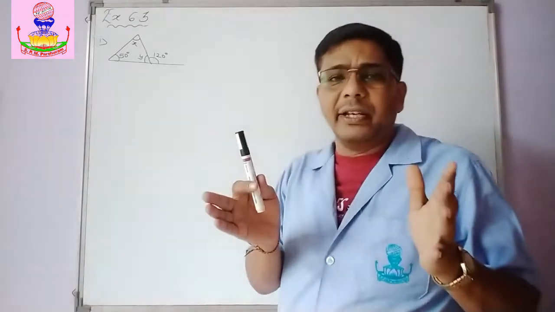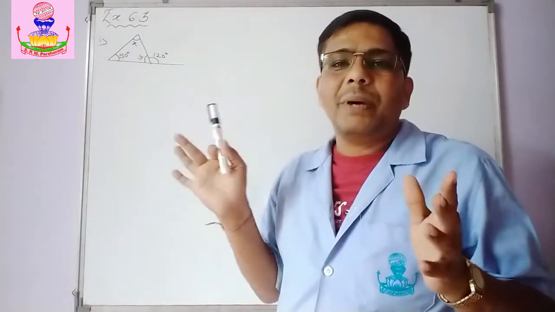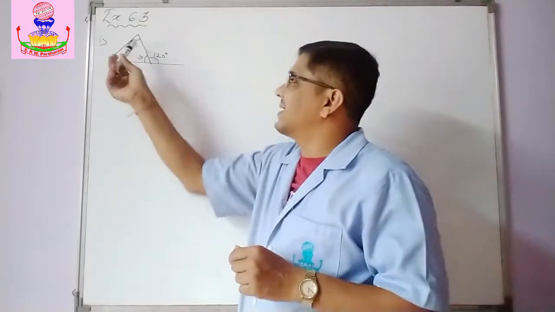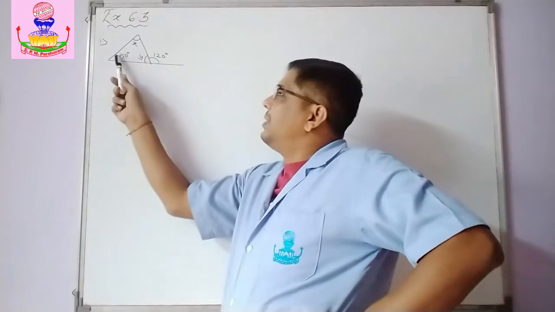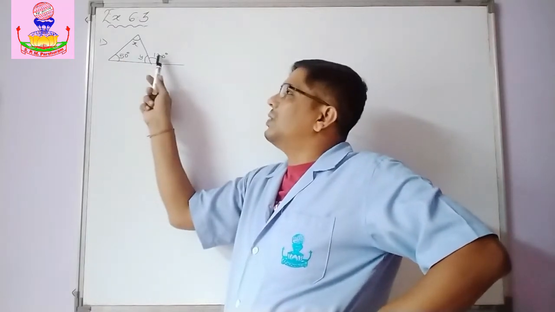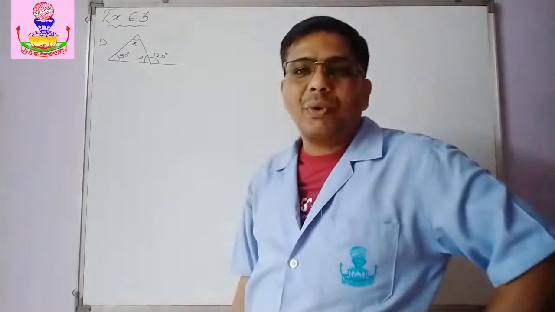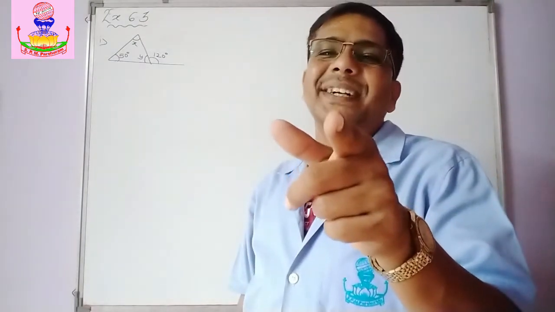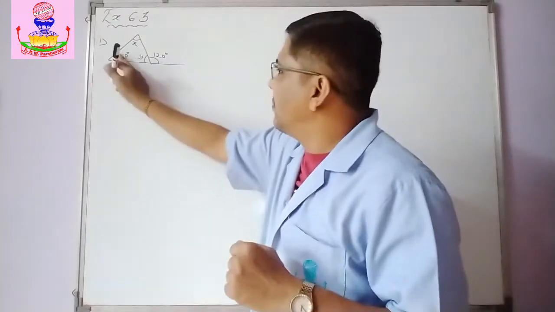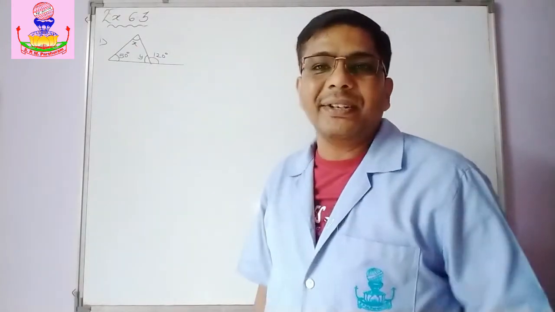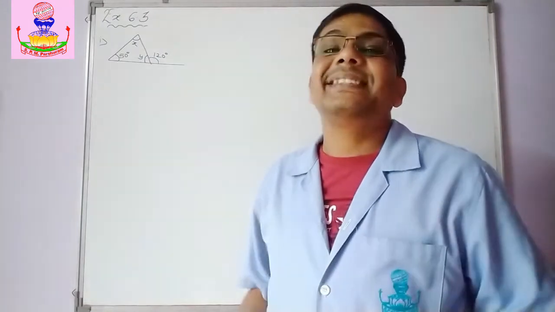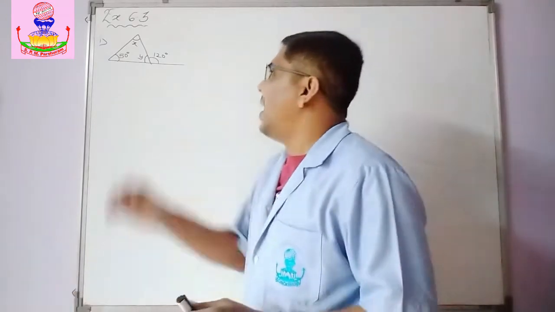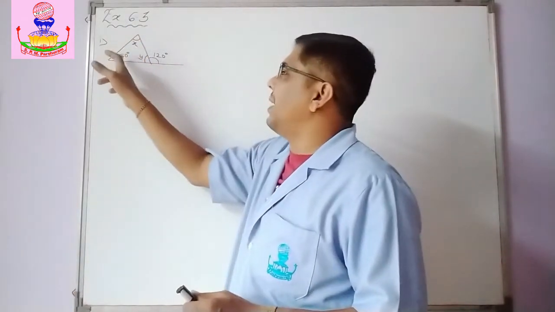Now, if your concepts are clear, you can go by any method. I'll tell you, there are two ways to find it. First I can find x. How? 50 degree plus x should be equal to 120 degree. What is the reason? Yes, exterior angle property of the triangle. So 50 plus x is equal to 120. So what is the value of x? Exactly, 70.